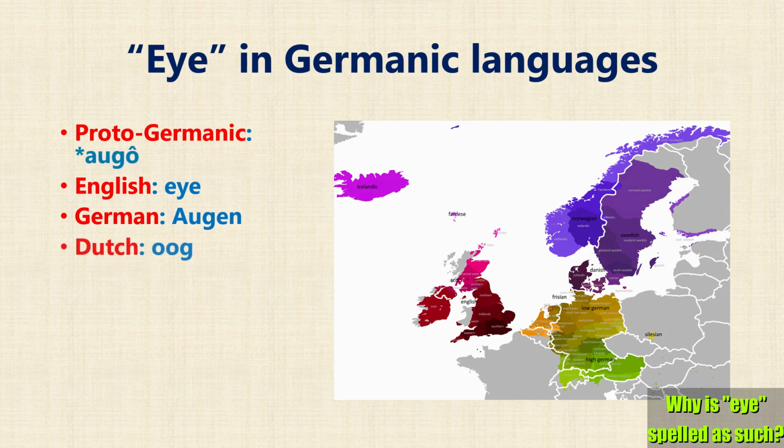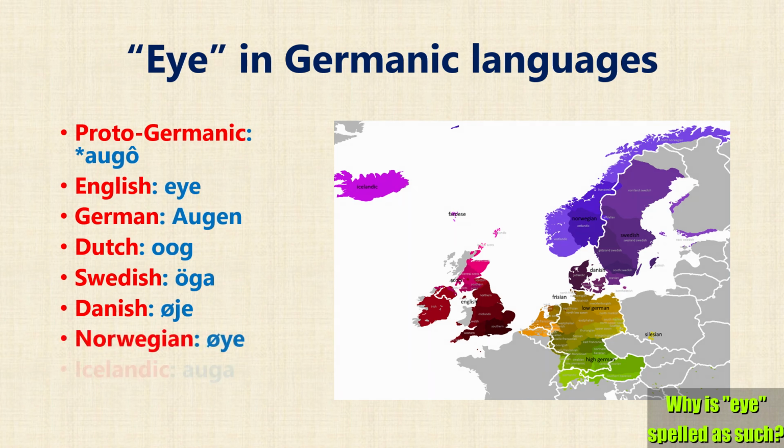Returning to the word "eye", in Dutch it's "oog", in Swedish, "öga", in Danish, "øje", in Norwegian, "øye", and in Icelandic, "auga". Some languages have remained quite faithful to the reconstructed Proto-Germanic word, while English, on the other hand, has undergone considerable changes.